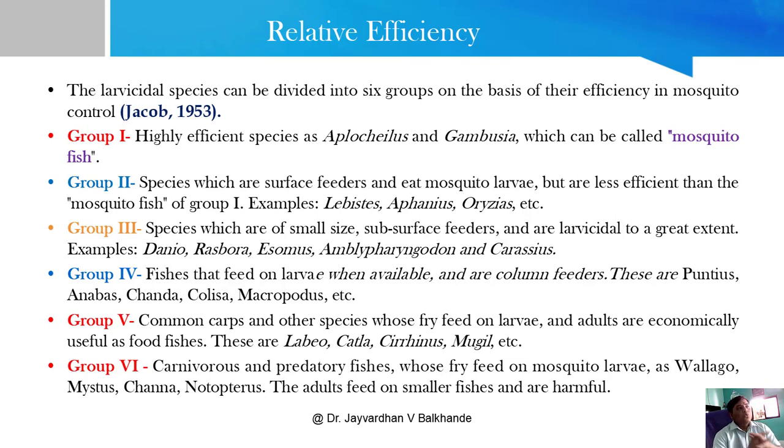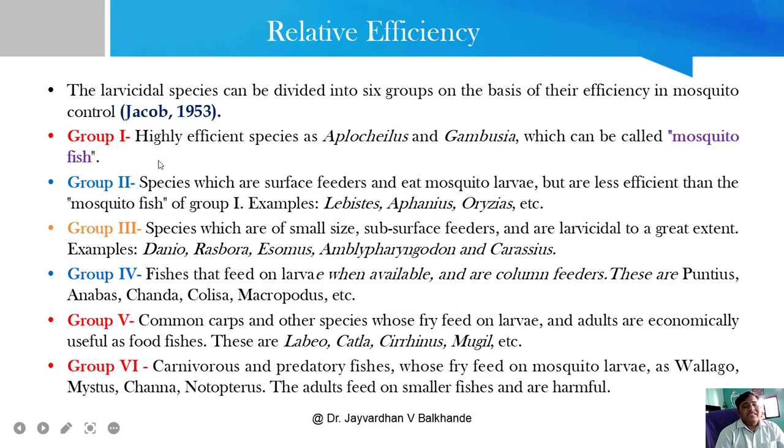Now the relative efficiency. We have just discussed the exotic species of larvivorous fish as well as the indigenous species of fishes. Regarding relative efficiency, the larvicidal species can be divided into 6 groups on the basis of their efficiency in mosquito control, that is, the percentage of mosquito larvae in their diet. Group 1 are highly efficient. These 6 groups were given by Jacob in 1953.